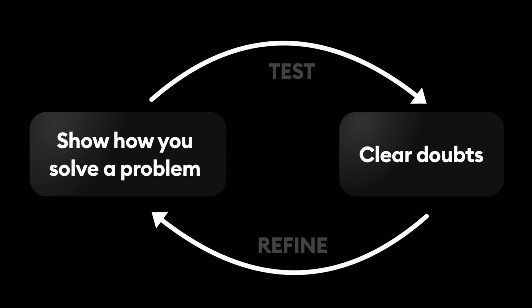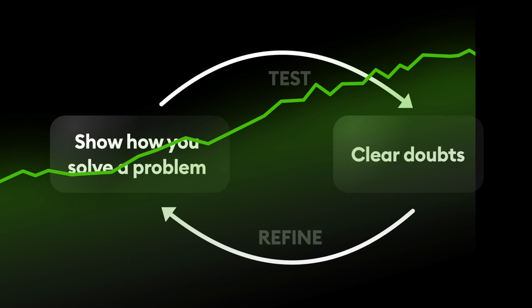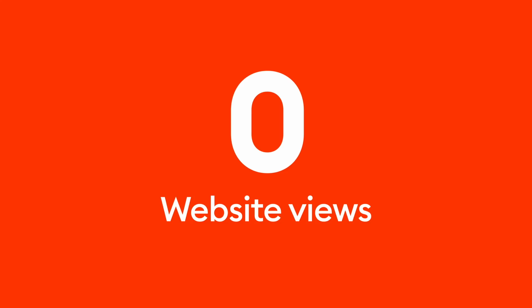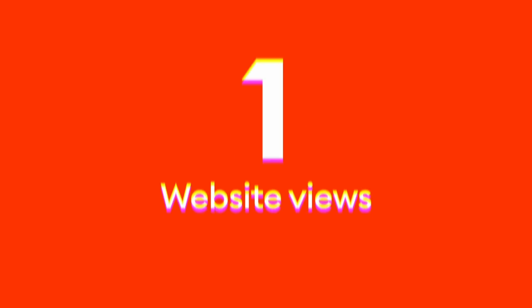A successful website is a loop of solving a problem and clearing doubts. So you design, research, and optimize conversions. But how do you get people to visit the website in the first place? You can't really optimize when you have zero users.